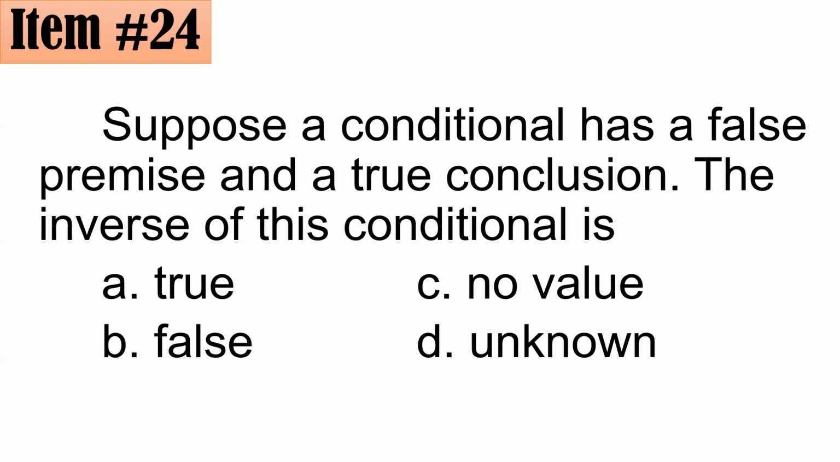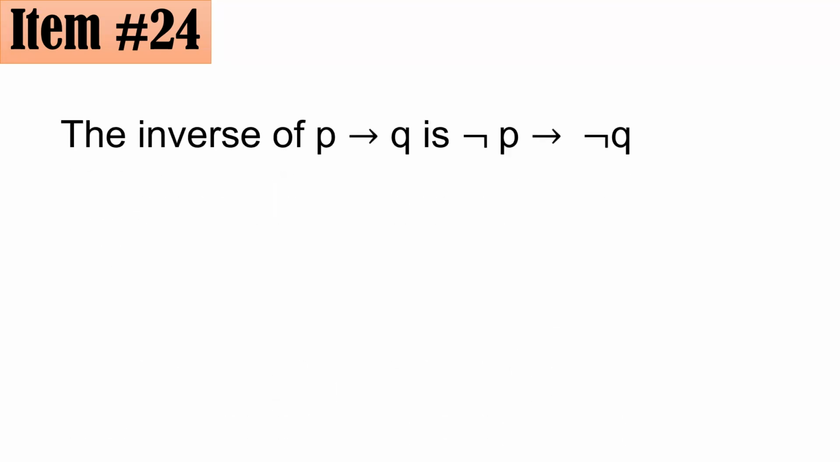False ang premise, true ang conclusion. Yung inverse niya, true or false? Okay, false daw. Ang sabi ng madlang people. Tignan po natin. Take note po natin ha, ang inverse po ng P implies Q ay not P implies not Q. In other words, kung kukunin po natin yung inverse ng isang implication statement, kukunin mo po yung negation ng dalawang statements in order, tapos kukunin mo yung implication. So negation ng P implies yung negation ng Q.